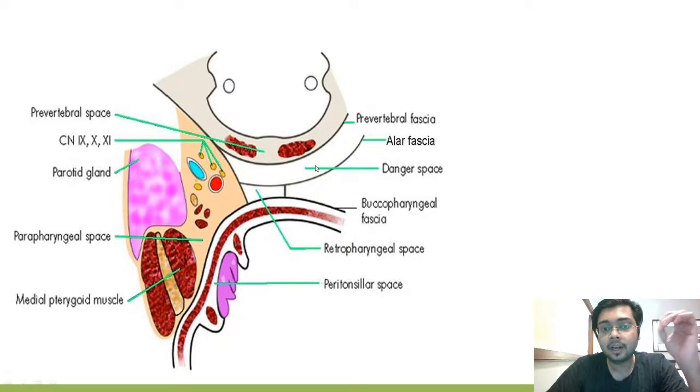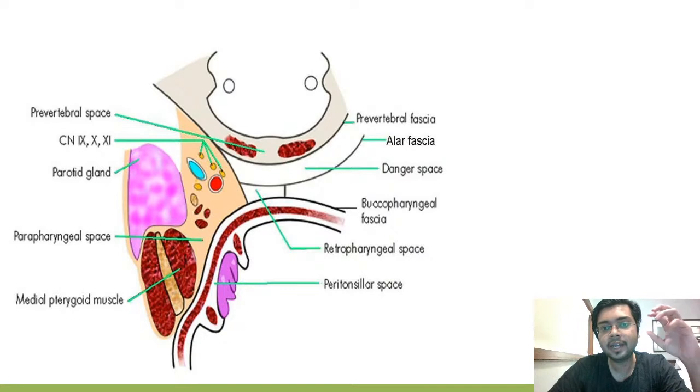Another thing is there is one space called the danger space, and why is it called the danger space? Because this space, which lies between the prevertebral fascia and the alar fascia, any infection in this space may spread into your thorax. It communicates with the lung pleural cavity.